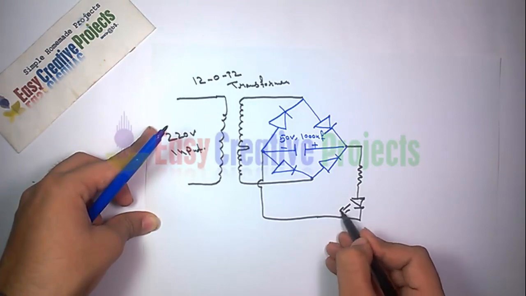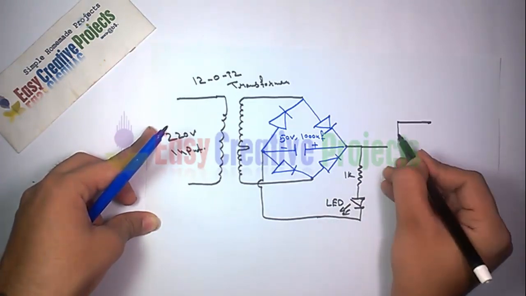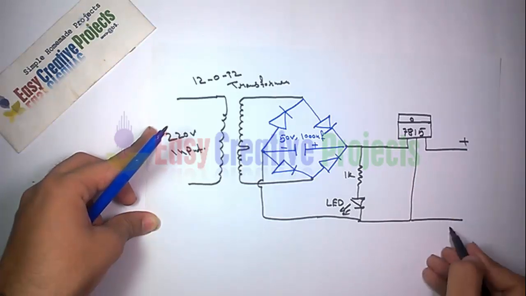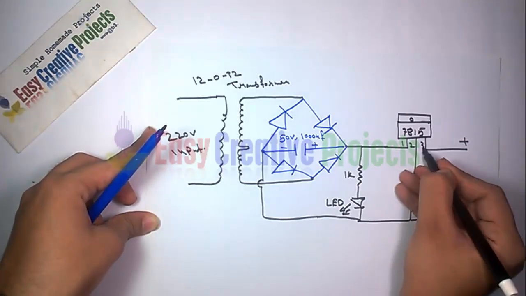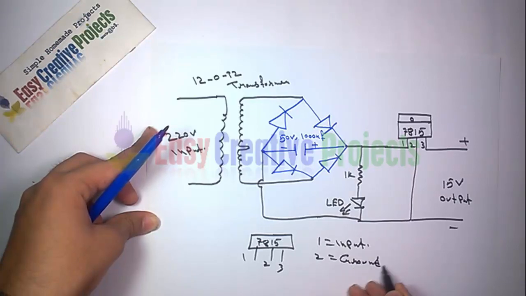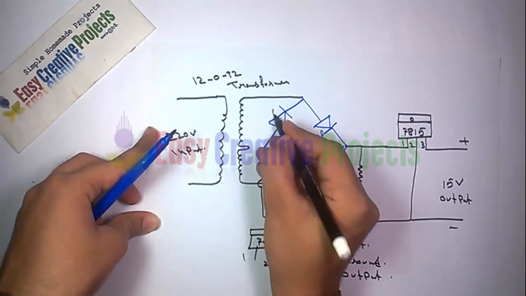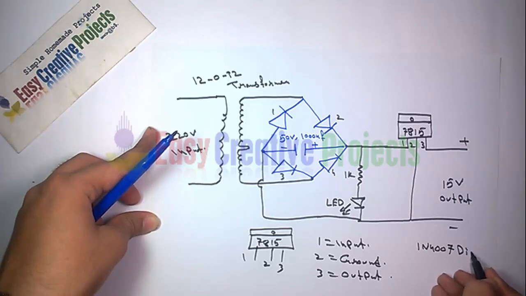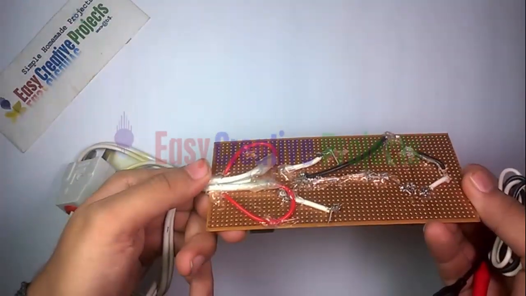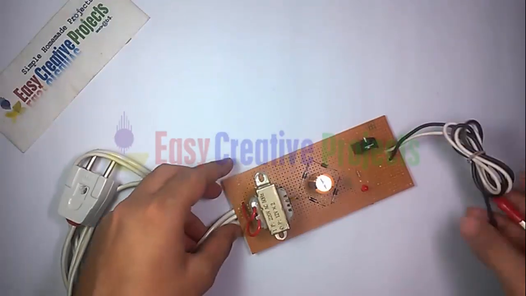Now connect the 1K resistor with the LED, and finally connect the voltage regulator. LM7815 has 3 pins. First is input, second is ground, and third is output. Now connect all components on the PCB board using the circuit diagram.